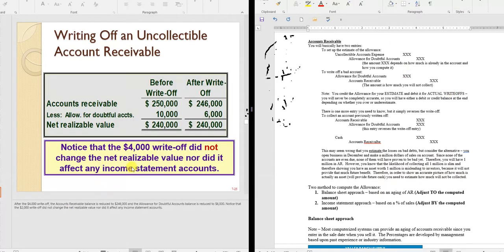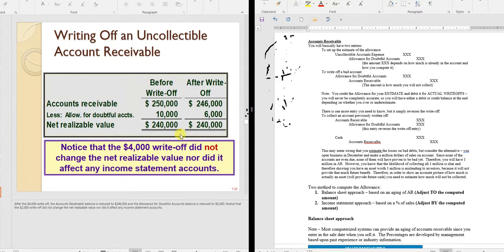So this slide, if we look at this one in comparison with this entry, notice that I take it out of accounts receivable and I take it out of the allowance. So if I have $250,000 before the write-off, and I had $10,000 in my allowance, I have $240,000. So notice I took it out of accounts receivable, so accounts receivable went down by the $4,000 that I wrote off, and look at your previous slide, and I took it out of the allowance, so allowance went down by $4,000. So notice, this is pretty important, your net realizable value has not changed.